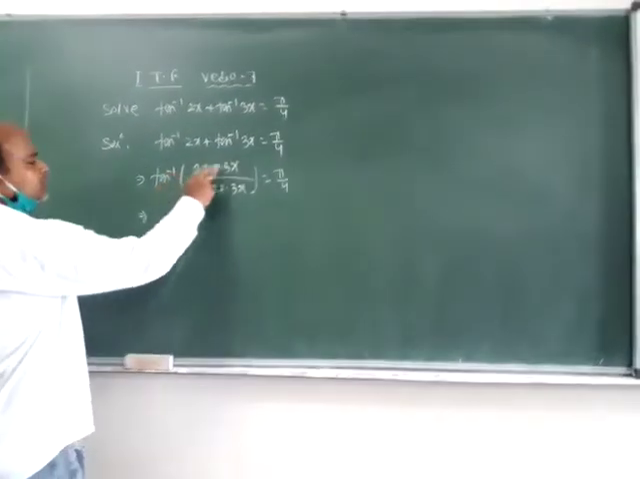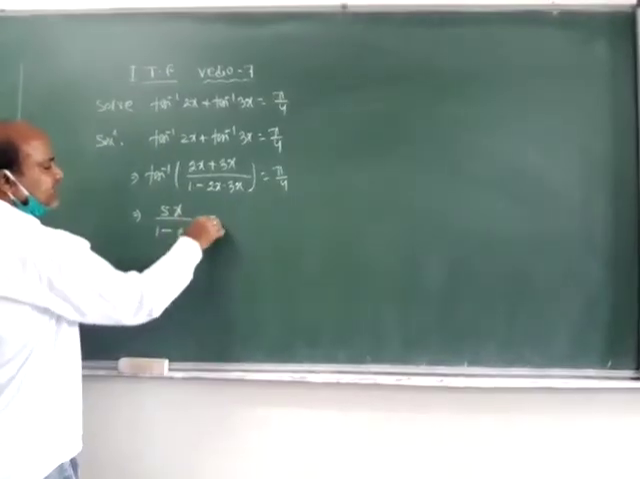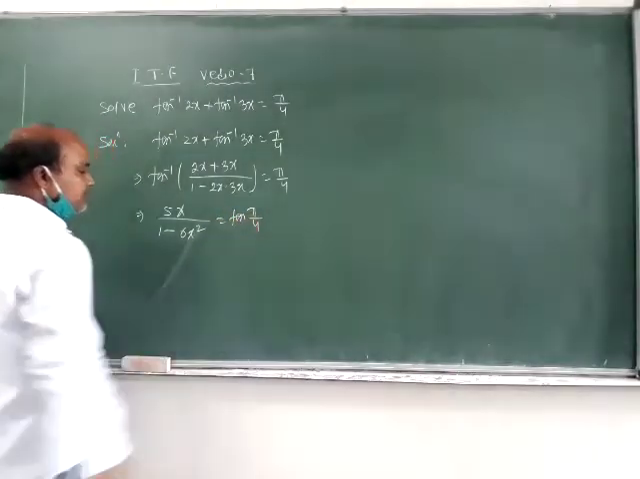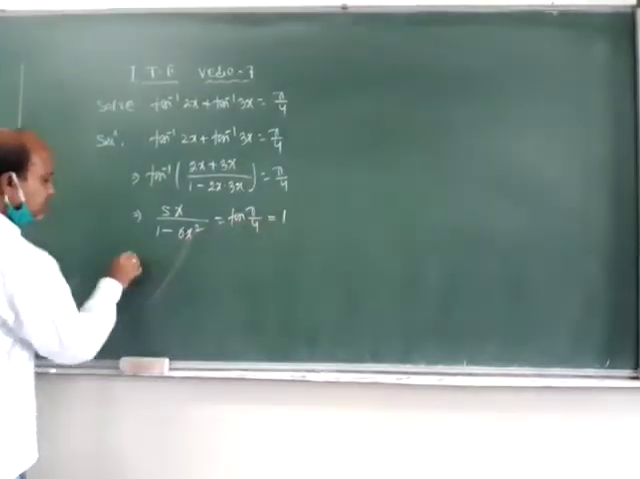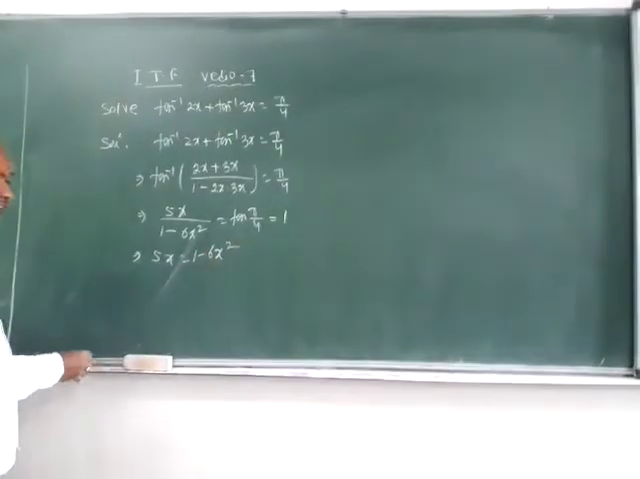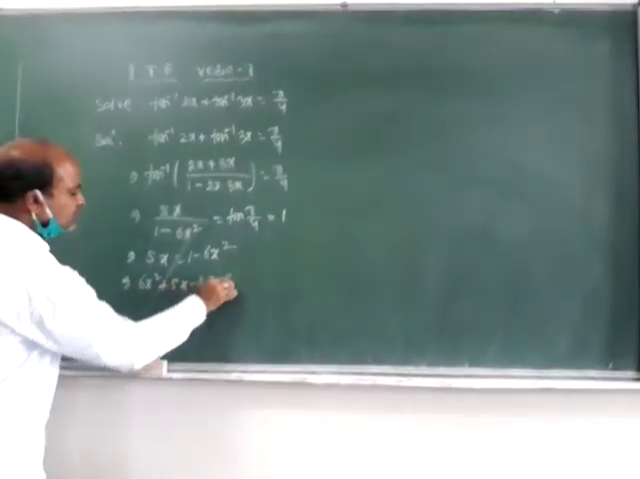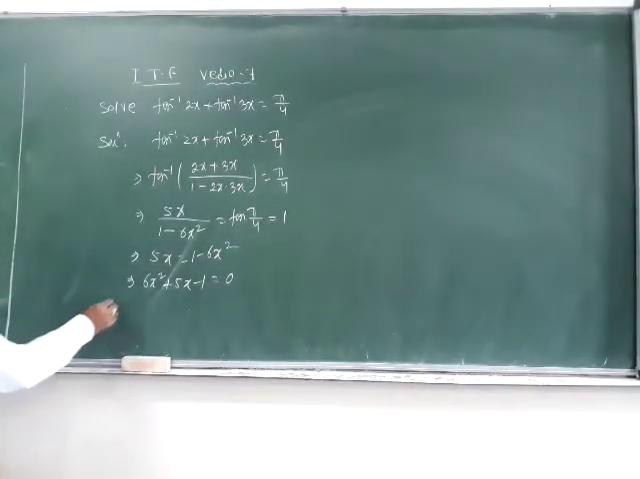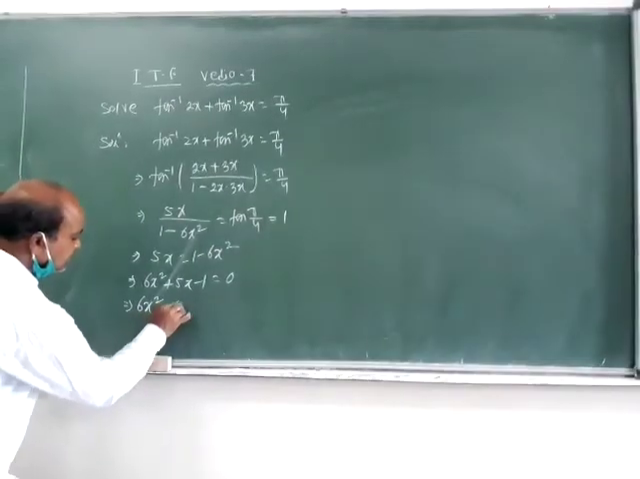So same, 2x plus 3x becomes 5x upon 1 minus 2x into 3x, 6x square, is equal to tan pi by 4. The tan pi by 4 value is nothing but 1. Now cross multiplication. So the cross multiplication means you get 5x is equal to 1 minus 6x square. Then make it a quadratic equation: 6x square plus 5x minus 1 is equal to 0. Make it factorization. So the factorization is 6x square, because multiplication is 6 and subtraction case is 5. So plus 6x minus x minus 1 is equal to 0.